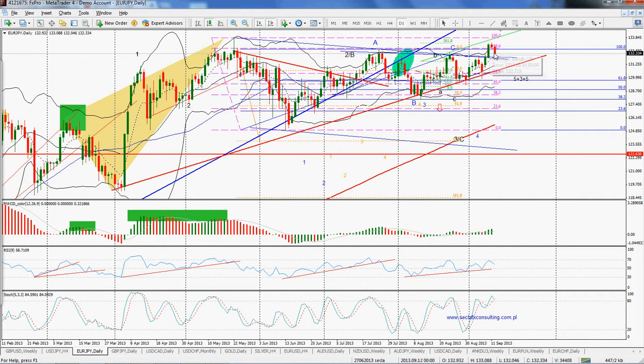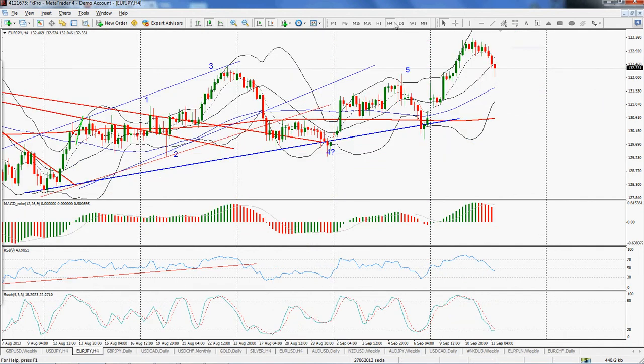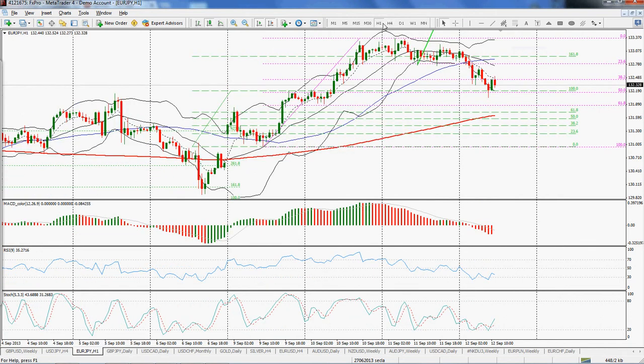Yeah. So the question is whether the market is going to turn around once again, somewhere here, and start moving up again. So that is what I'm asking myself. And you can see the first reaction here already. Okay. So that might be a correction to this upward movement.